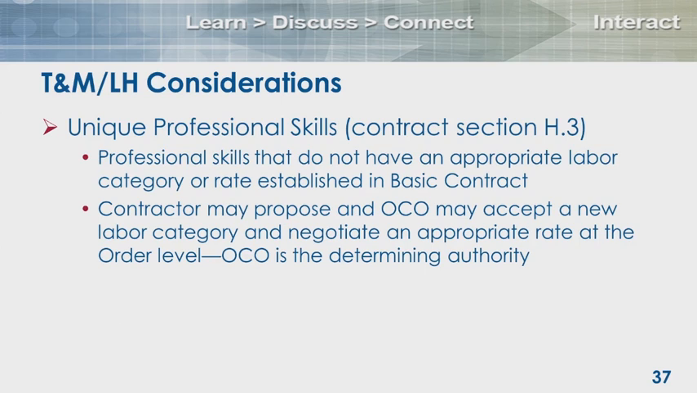Unique professional skill. We have 80 labor categories under Alliant, but you don't have to stick with those 80 labor categories, okay? The contractor can propose, and you as a contracting officer can accept, new labor categories as long as they support your IT services-based solution, okay? So we give you a lot of flexibility to structure your requirements and to get the best value for the government.